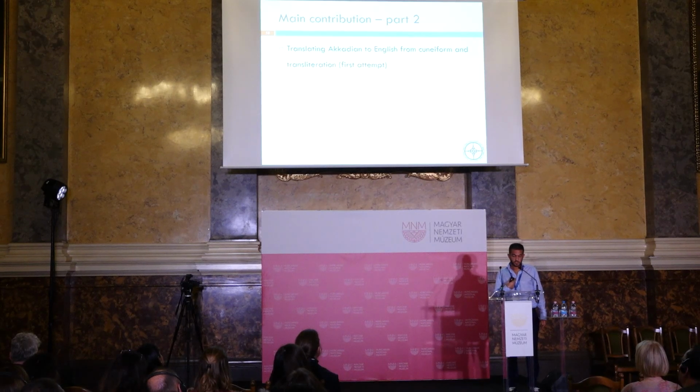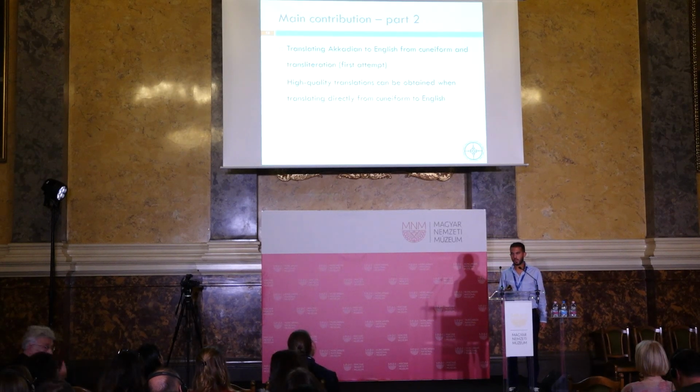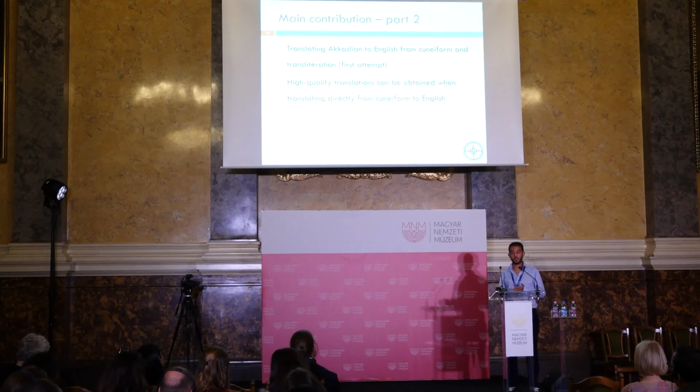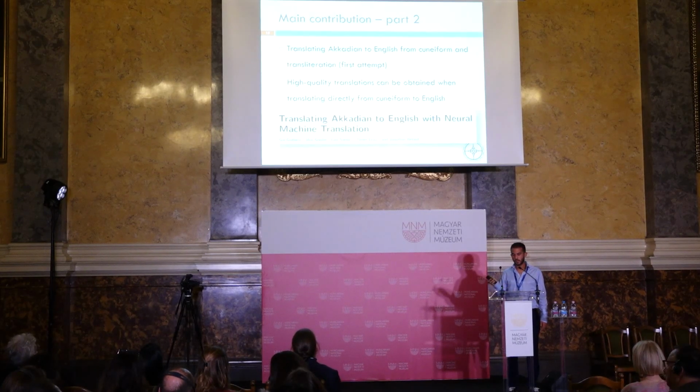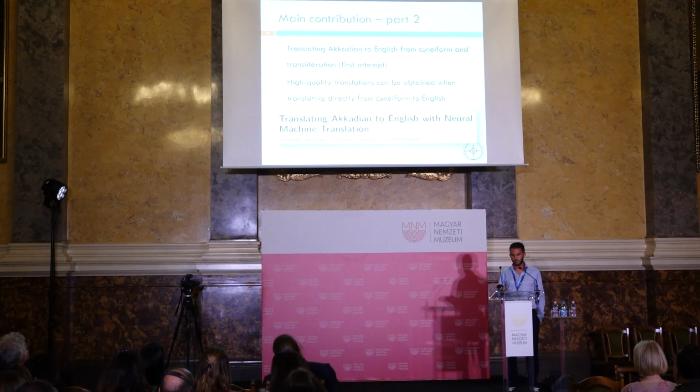So this was, as far as we know, the first attempt, at least published, to do automatic translation of Akkadian and its dialects. We managed to obtain high quality translations this way, and what was impressive and a bit surprising to us is that we managed to go all the way from cuneiform to English directly. So we didn't need the transliteration in the process. The results were very similar in quality, and it was also published in PNAS.